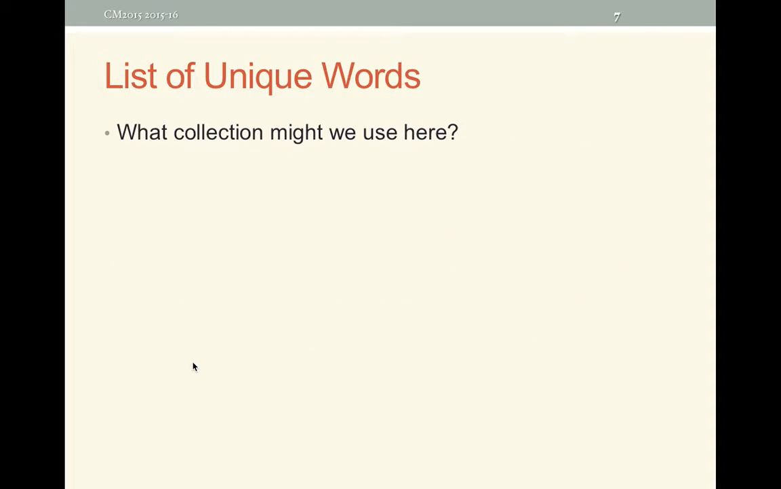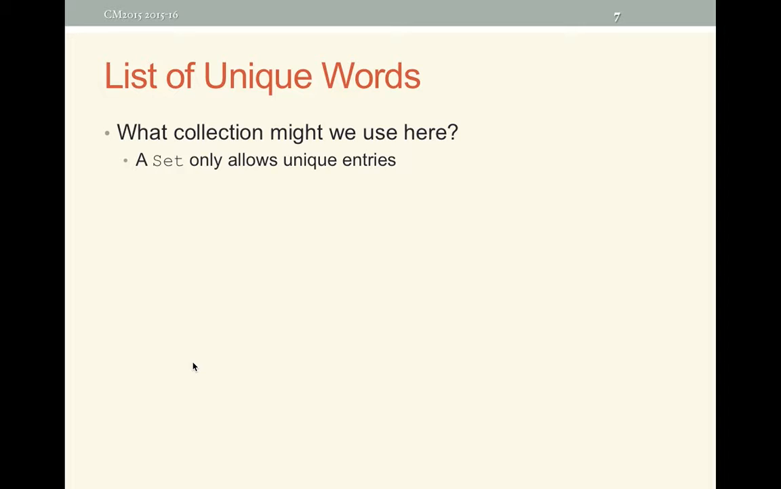So what collection might we use here? Well, in the title it says list, but a list doesn't have unique entries. In a list we can have repeated entries, but they're in sequence. We're not really bothered about the sequence here, but the fact that things are unique tends to suggest that we want to use a set.